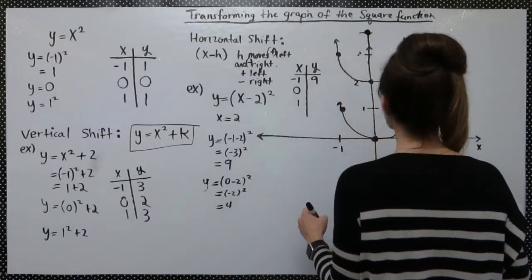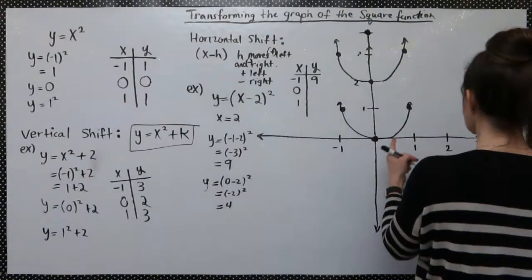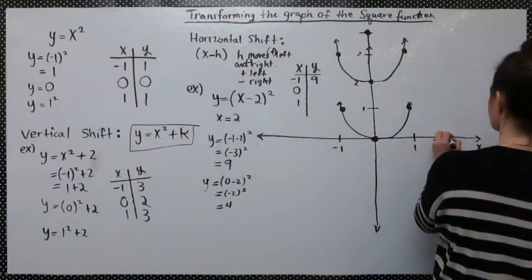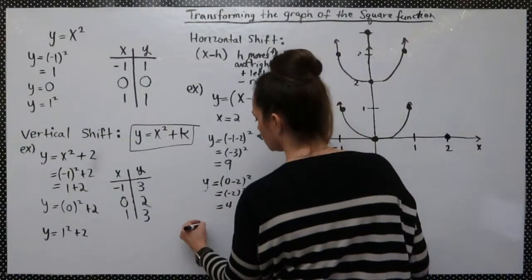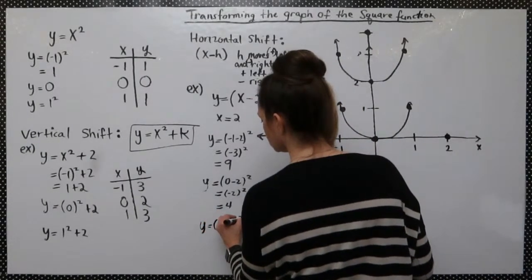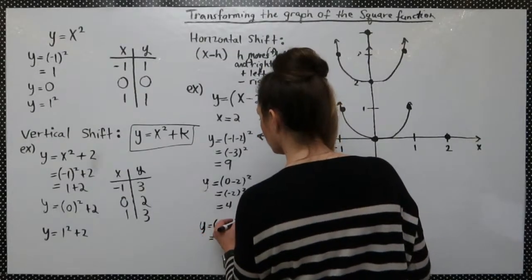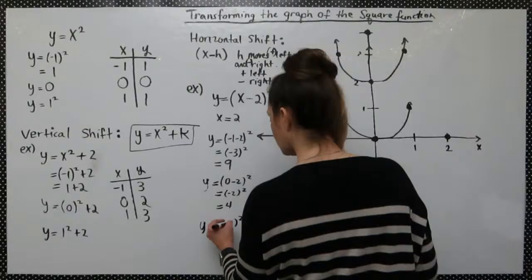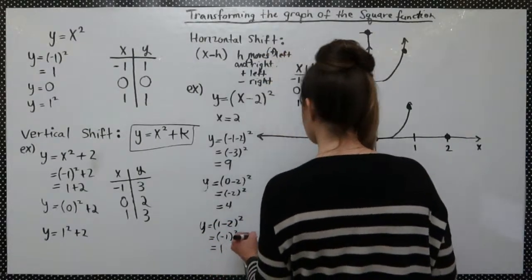And then we know that the graph shifted this direction too. So this is my new point. So 1, let's see what 1 is. Y equals 1 minus 2 quantity squared. So 1 minus 2 is negative 1 squared. And that put me at positive 1.